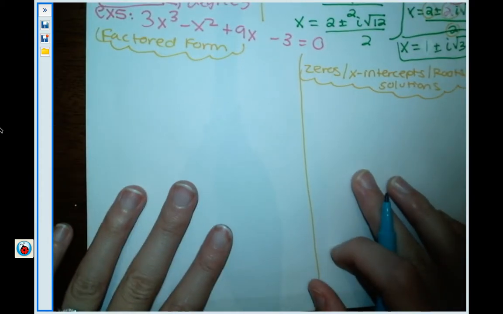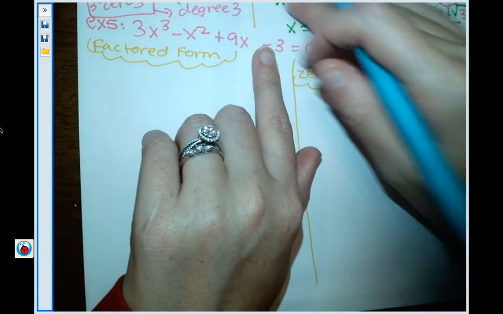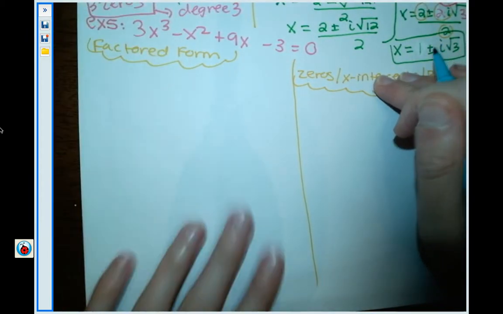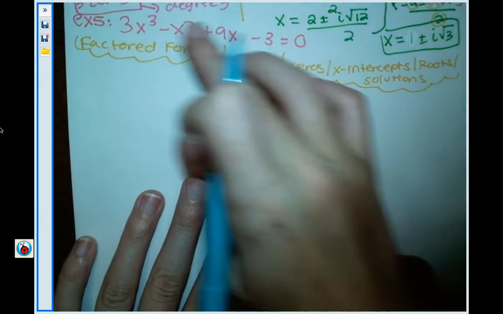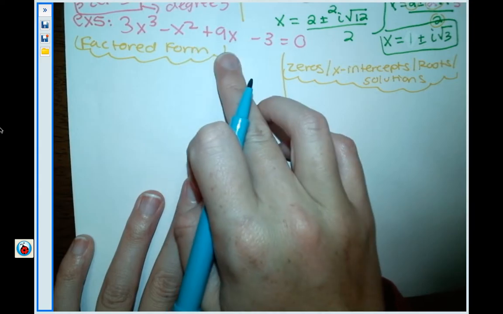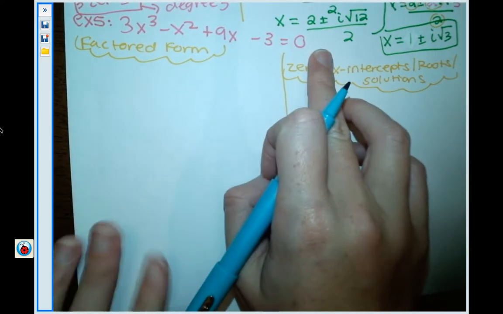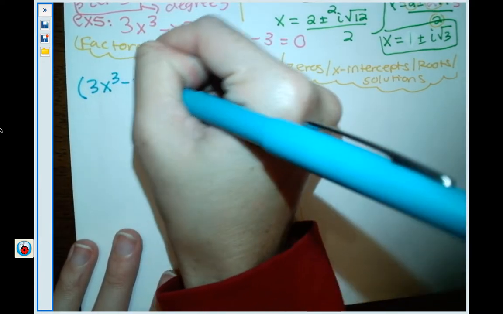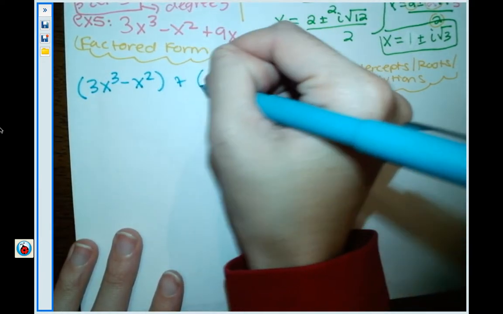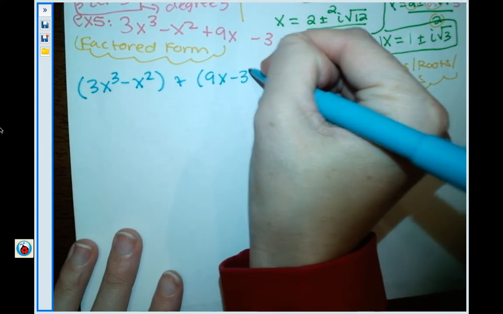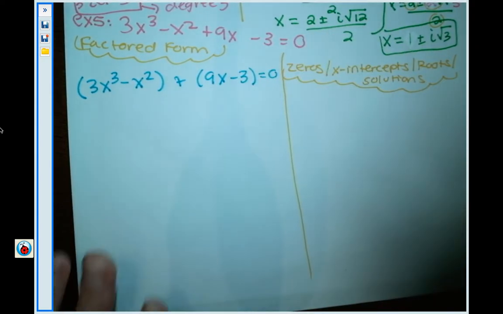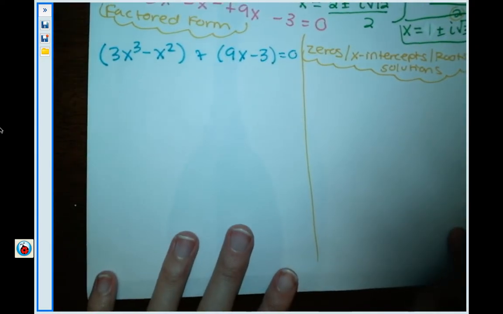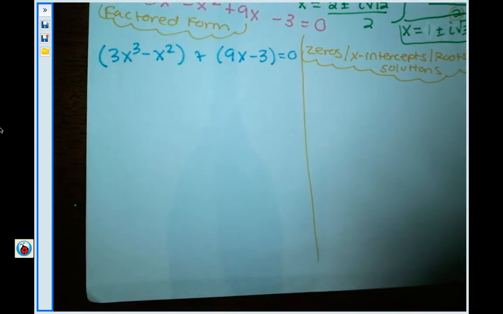And this is the problem right here. Ignore the green stuff and the stuff above it. That's from our previous problem. The problem is 3x to the third minus x squared plus 9x minus 3 equals 0. So I'm going to group my first 2 terms together and my second 2 terms together. Remember, with group factoring, we have to factor out the GCF of each group.